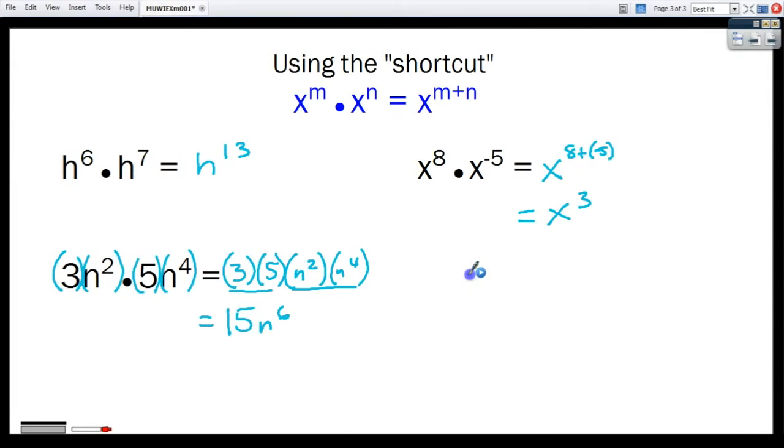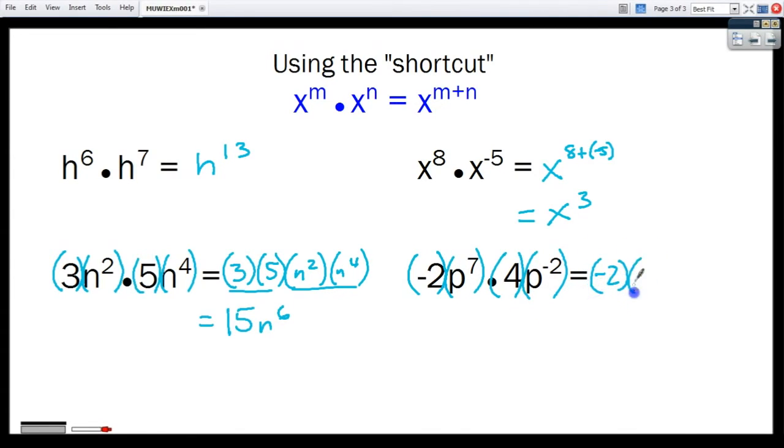All right, let's try one last one. Now again, it's all about seeing how many pieces you have. Somebody who is just learning this might say this is 2 pieces we're multiplying together, but in actuality, we want to see it really as 4 separate pieces: negative 2 times p to the 7th times 4 times p to the negative 2. So if I first just deal with my normal numbers, negative 2 times 4, and again, I'm allowed to move stuff around because the commutative property of multiplication says I can. And then we've got p to the 7th times p to the negative second.